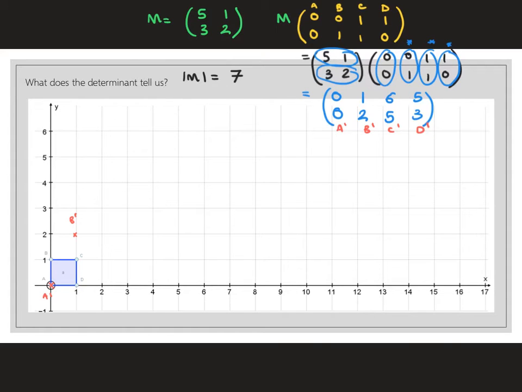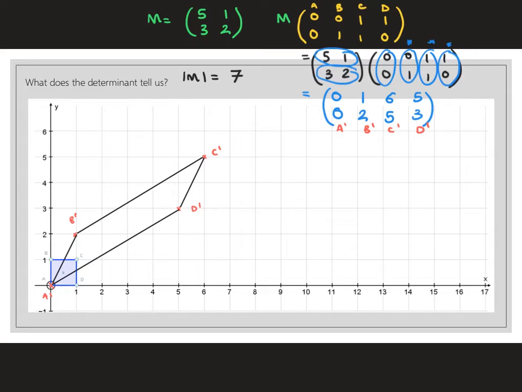C dash is 6, 5, so that's over there. And D dash is 5, 3, so that's this point over here. And what I'm going to do is use a series of straight lines to join up the new coordinates on the object. And have a look, we've created a parallelogram. You can see that outlined here. Now, let's explore what the determinant, which if you remember was a value of 7, has actually worked out.